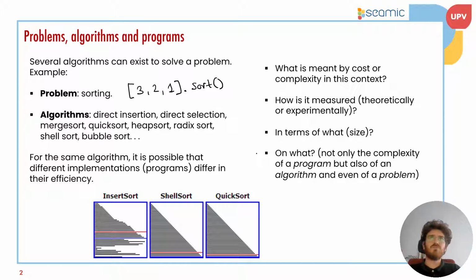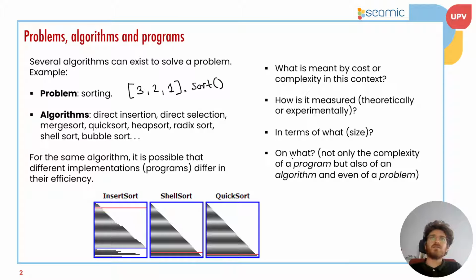So what do we mean by cost or by complexity? How do we measure this complexity? As we'll see, we can measure it either theoretically by reasoning about the program we've written and with mathematical equations, or experimentally by timing the amount of time we spend when we run it. We can also differentiate in terms of size. For example, this is much easier to sort than a 10,000 item array.